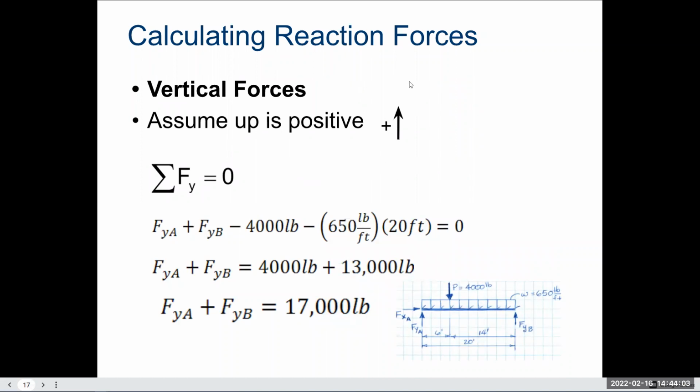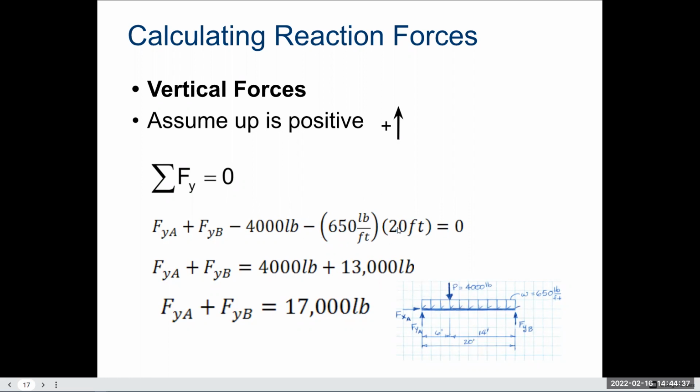All right, which leads us to the vertical forces, or forces going up and down. In this case, we're going to assume up is positive just to keep to the convention. So again, we want everything to equal 0. So in order for it to do that, we have a force Y going up, force B going up. Those are the forces of the supports. Next up, we have 4,000 pounds going straight down. That was a point load. And then we have the uniformly distributed load. That's the 650 pounds per foot. And that was happening across the entire beam. So it was 20 feet across. So that's why it's 650 times 20.